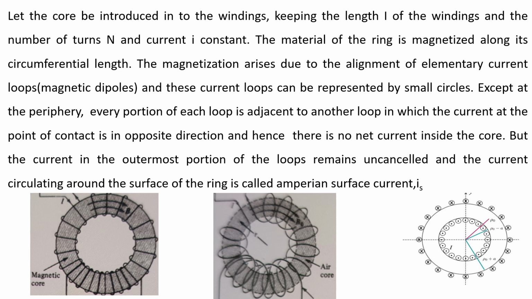So they will cancel each other, and only at the periphery, the outermost region, can we see the circular current loops. All the current loops inside the core get cancelled because of the opposite directions of current in each adjacent loop, and hence there is no net current inside the core. But the current in the outermost region of the ring remains uncancelled, and the current circulating around the outermost region of the ring is called the Amperian surface current, represented as I_S.